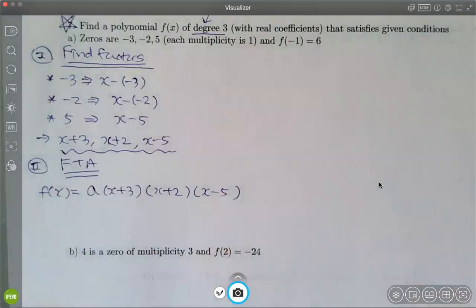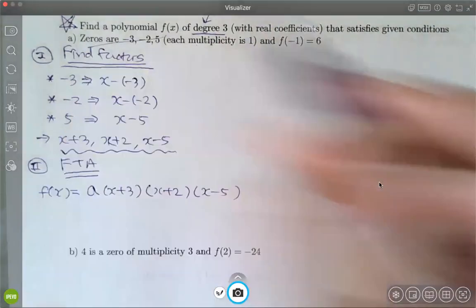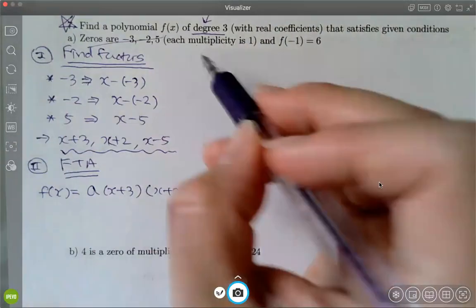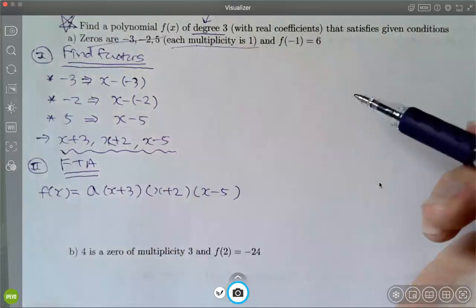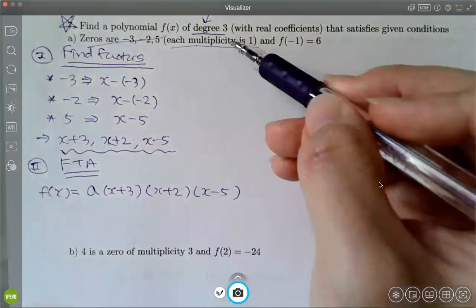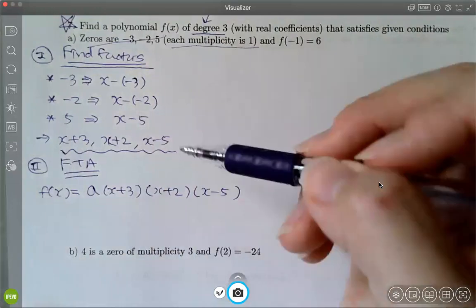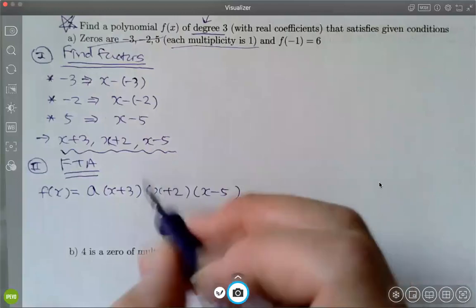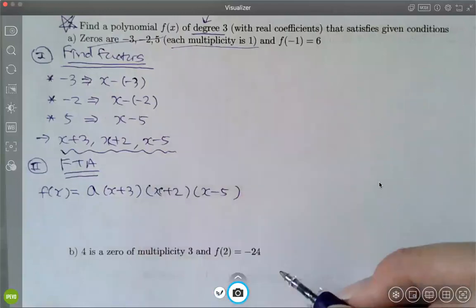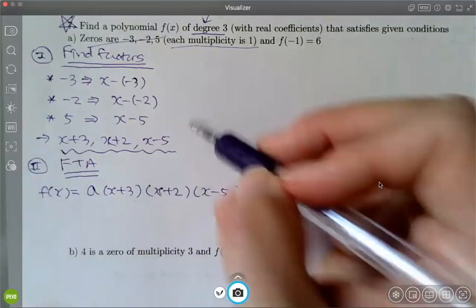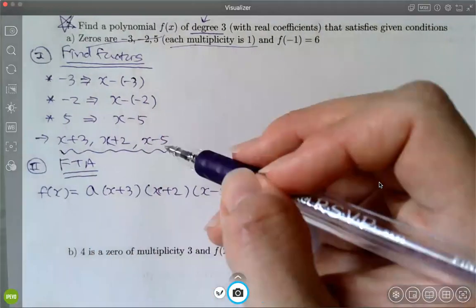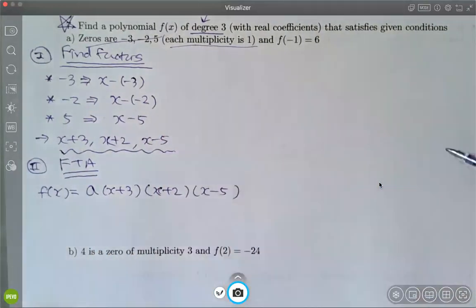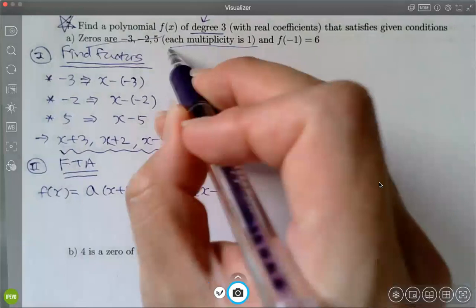Okay, so basically we have used this info. Now, we haven't used each multiplicity being equal to 1. So how can we use that? Remember, the multiplicity comes from the exponent of a factored form. So this one is a factored form, right? The multiplicity or the exponent of x plus 3 has to be 1. Same thing for x plus 2 and same thing for x minus 5. And are these exponents equal to 1? Yes. So by just looking at this, we have used this information as well.